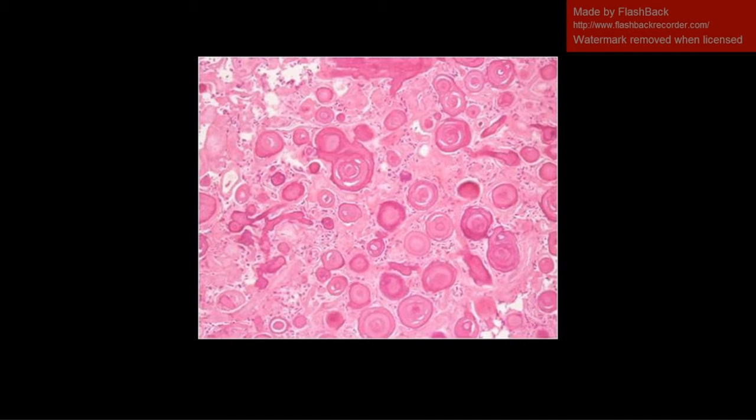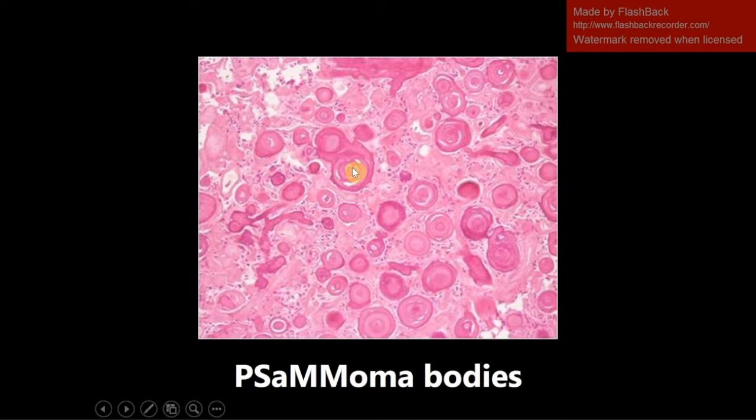This next one is very high yield. There's a ton of them in this image. These are psammoma bodies. So you can see these concentric calcifications. Here's a really good look at one. These concentric calcifications called psammoma bodies.